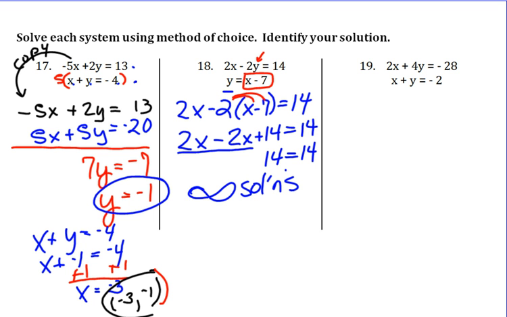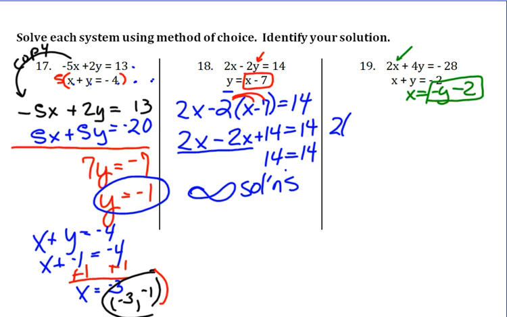Let me go ahead and use substitution since I already used elimination here. All right, so I'm going to take this second equation right here. I'm going to say, well, if x plus y equals negative 2, then x must equal negative y minus 2. Okay, so I just subtracted y from both sides. Well, the x here then can be replaced with negative y minus 2. So I'm going to do that.